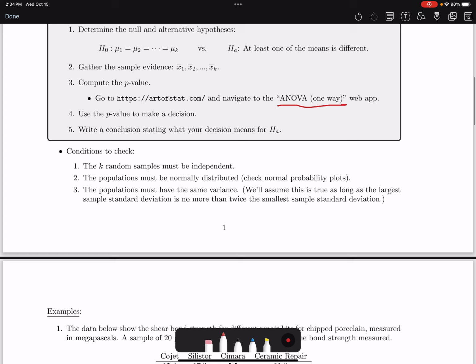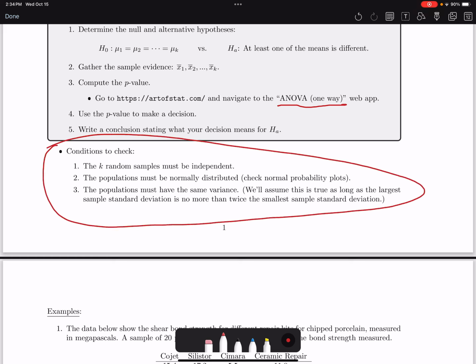Conditions to check, well, we have to have k independent random samples. The populations have to be normally distributed. So usually the problem will just tell you so, or if it gives you data, you can look at some histograms and kind of verify that they're normally distributed. And then 3, the populations have to have the same variance. We'll assume that that's true as long as the largest sample standard deviation is no more than twice the smallest sample standard deviation. Again, this is not going to be a major emphasis of the course, but just so that you're aware, these are the conditions that would have to hold in order for the results of an ANOVA to be considered valid.